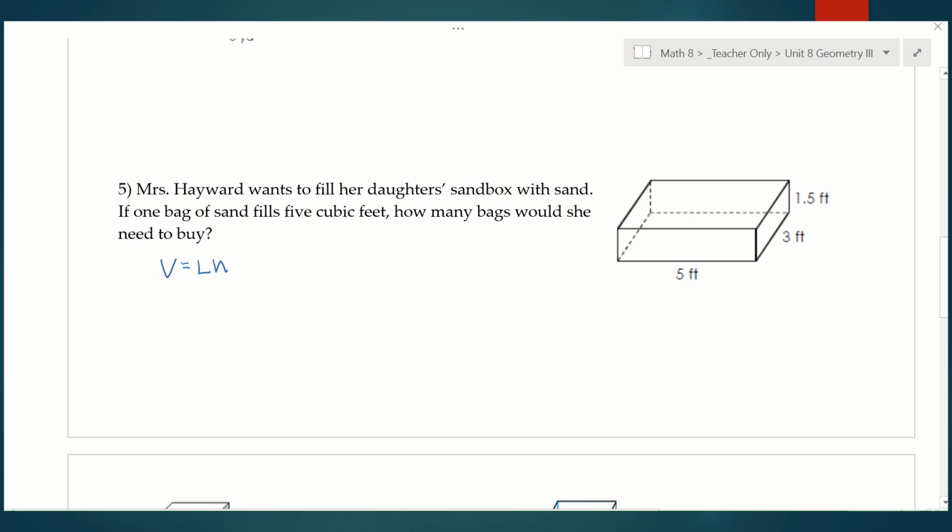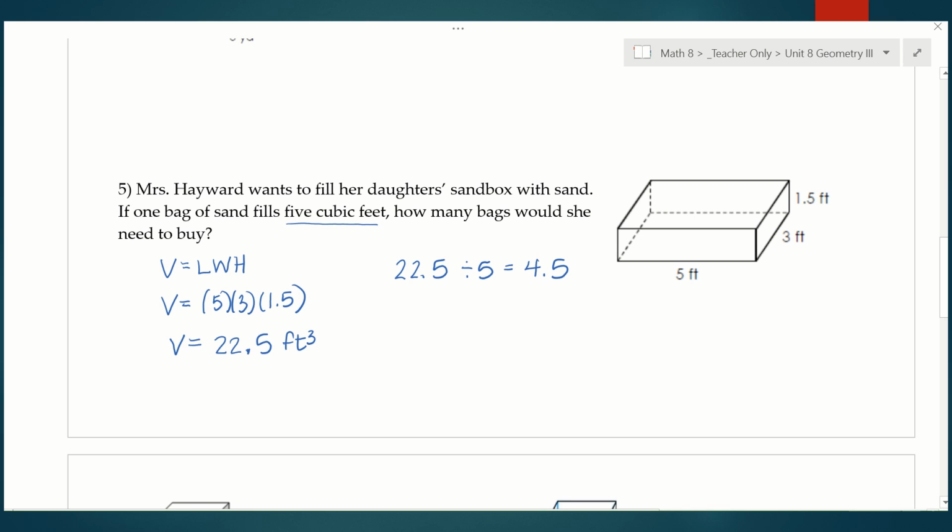So length times width times height. 5 times 3 times 1.5. Okay, so the total volume of the sandbox is 22.5 cubic feet. Okay, so if I know that one bag of sand can fill 5 cubic feet, how can I figure out how many bags of sand I will need? I would divide. So 22.5 divided by 5 gives me 4.5.